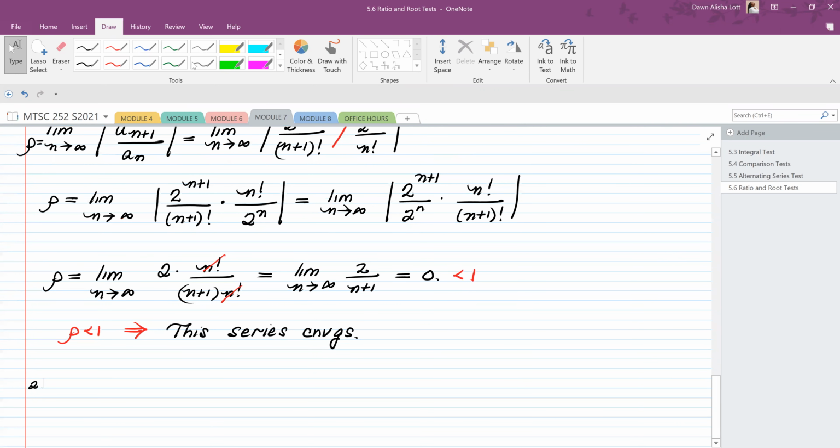Okay, so on the side, we have 2 to the n plus 1 divided by 2 to the n. This is the same as 2 to the n times 2 to the 1 over 2 to the n. Because when you multiply two elements that have the same base, you add the exponents. So therefore, 2 to the n plus 1 is just 2 to the n times 2 to the first power. So I can conveniently divide out the 2 to the n's and just get 2.